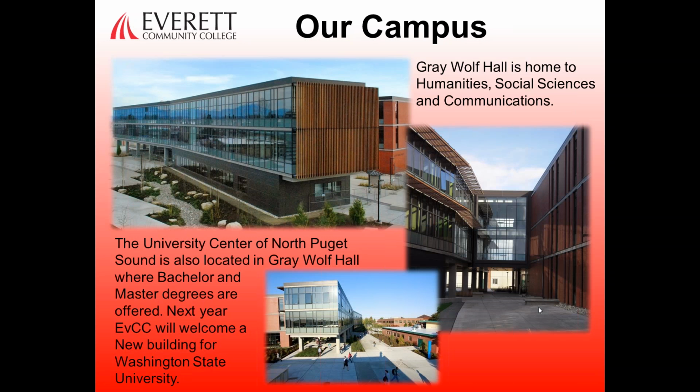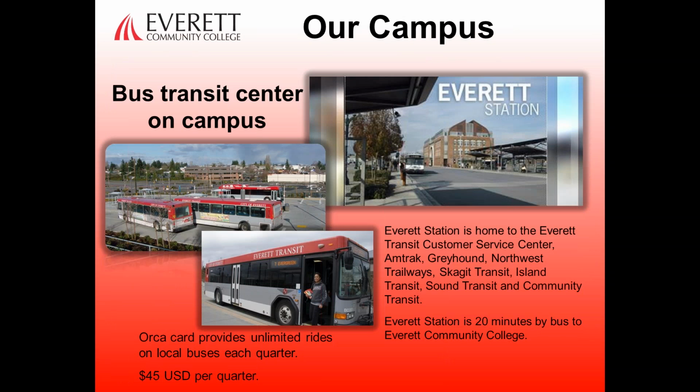This is our current university center. We are actually in the process of building a brand new university center where students will be able to transfer to schools such as Washington State University and Central Washington University and stay right here on campus and study bachelor's and master's degrees in Everett. This is Gray Wolf Hall, so this is our humanities, social sciences, and communications building.